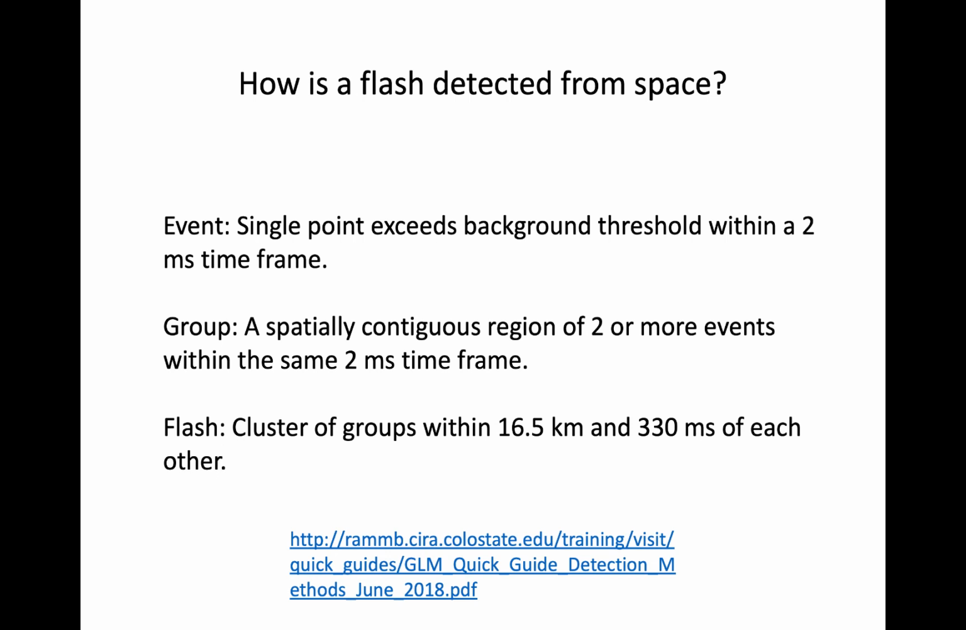Flashes are detected by searching for persistently higher emissions than the background average over short periods of time. The background average is computed frequently. Pixels that exceed this background are considered events, and adjacent events occurring near each other at the same time are considered a group of events. A single flash is a sequential group in space and time separated by less than 330 milliseconds and 1 to 2 grid points. You can see the link here at the bottom for more details and some helpful graphics in understanding the GLM lightning detection algorithm.